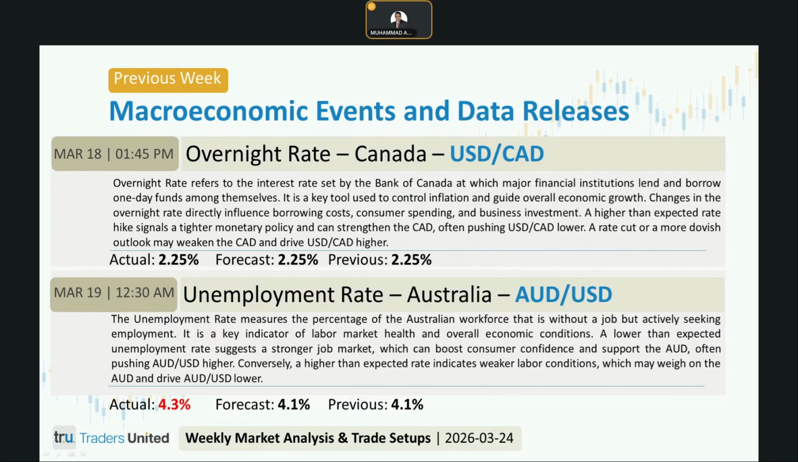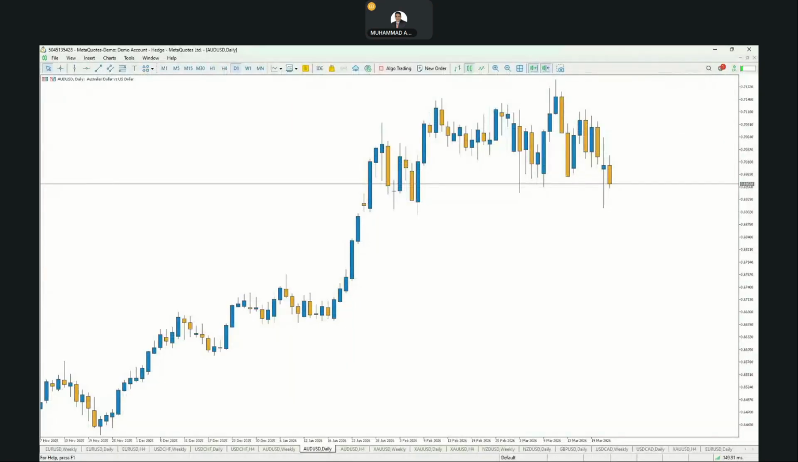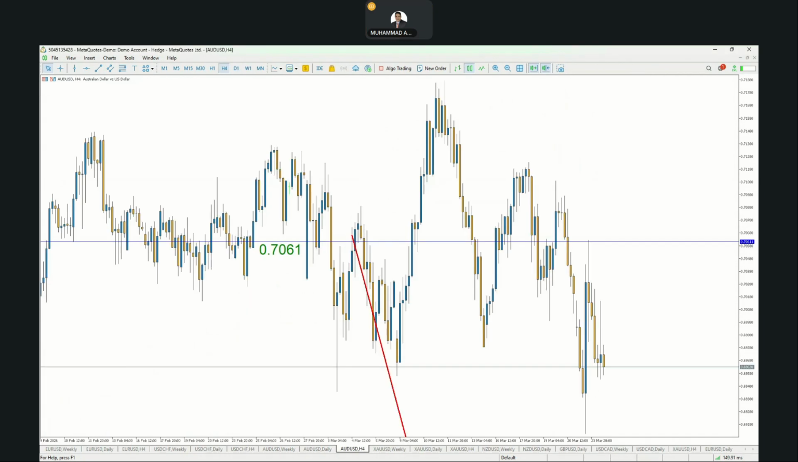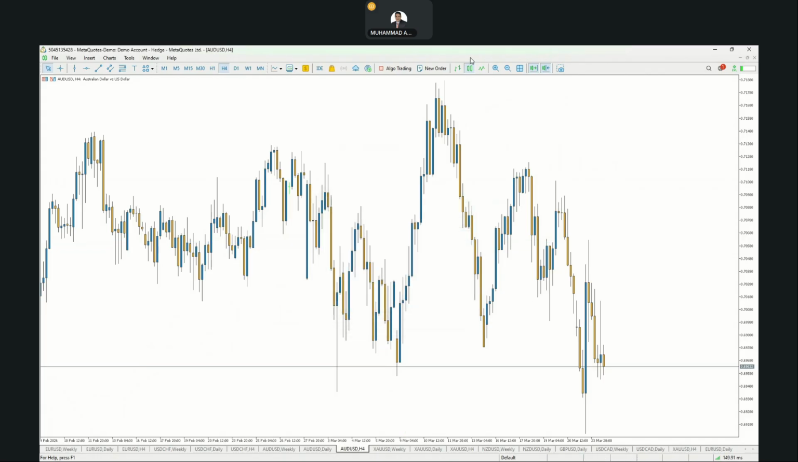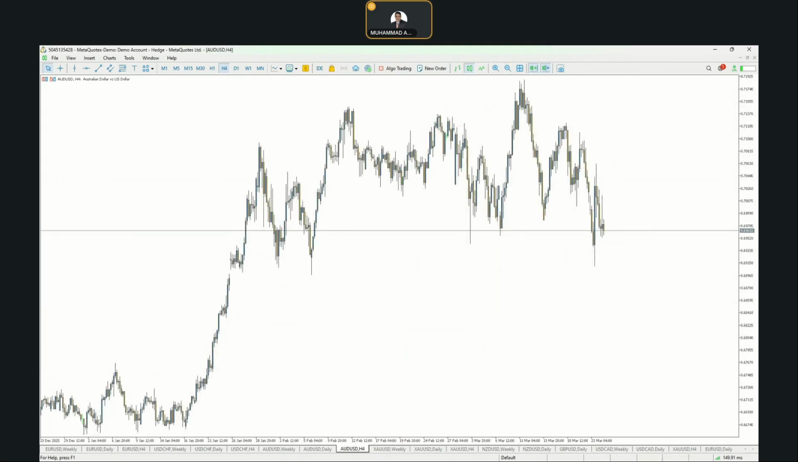Now, let me discuss the technical and sentimental side, and I will talk about market sentiment. The AUD USD experienced increased volatility after the release. Let me remove all of this. This is the 4-hour time frame. So, short-term sentiment favored buyers. The continuation of the move depends on US dollar direction, global risk sentiment, and upcoming economic data.